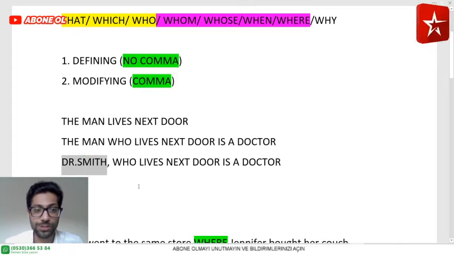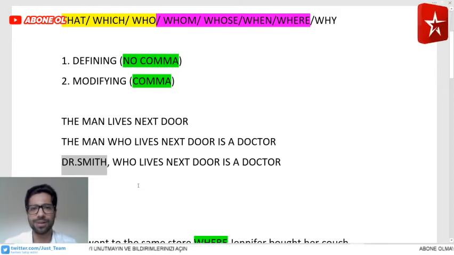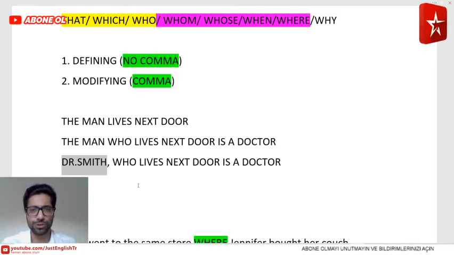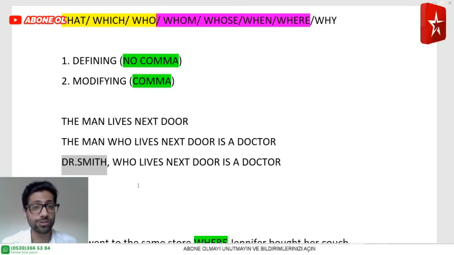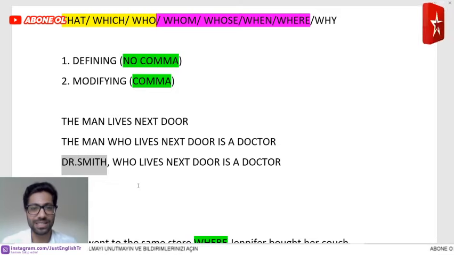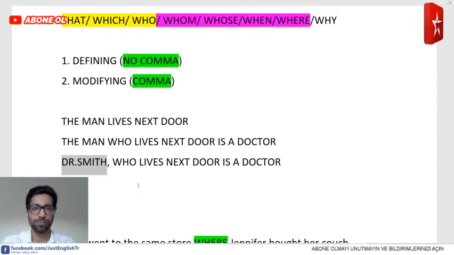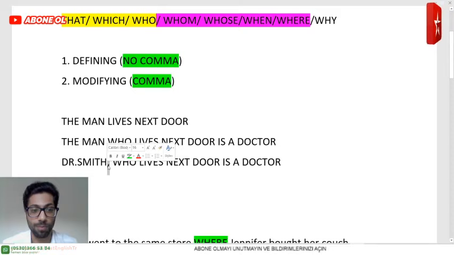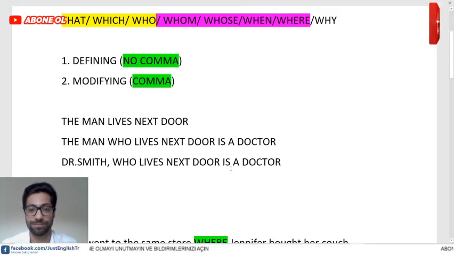Now, Dr. Smith. Okay, when you say Dr. Smith, you are talking about someone, Dr. Smith in your neighborhood. Now, he might be the only Dr. Smith in your neighborhood, and in this sentence particularly, there is only one Dr. Smith in your neighborhood. So you are talking about this one. So Dr. Smith, here, comma, who lives next door is a doctor.